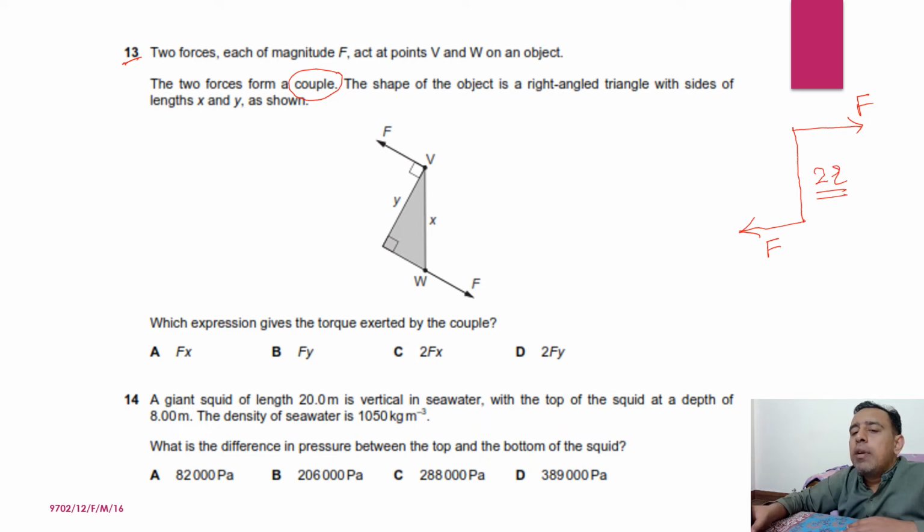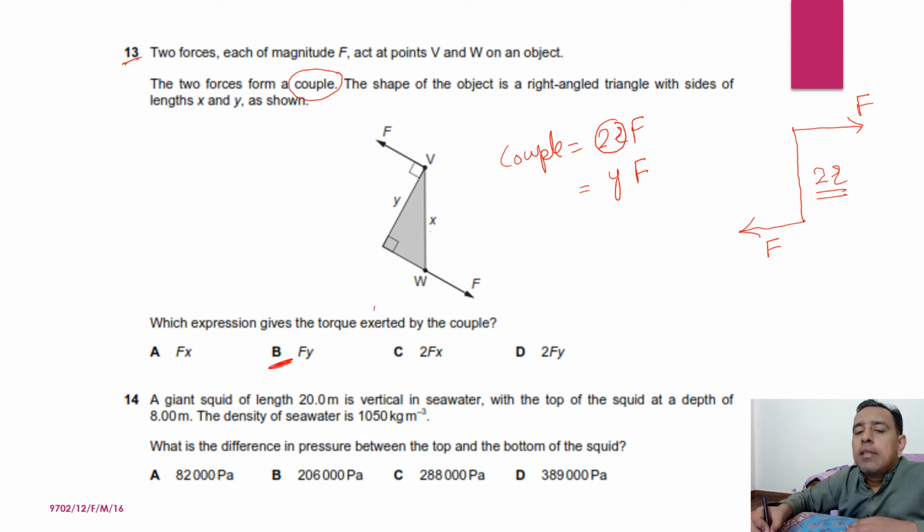is the perpendicular distance between the forces, perpendicular distance. So to get the couple, we generally write it as 2rf. 2r is actually y here, so this is yf. That's why option B is correct.